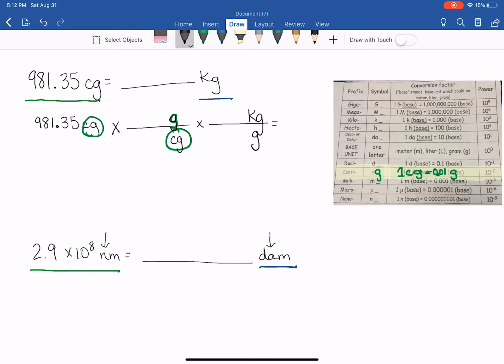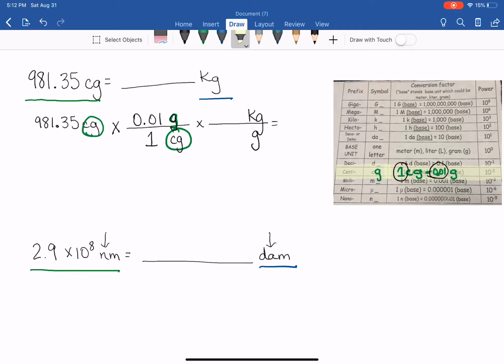The next step is to use the conversion factors to determine the numbers that go in front of your units. So my conversion factor says 1 centigram equals 0.01 grams. So the 1 goes in front of the centigrams because on my conversion factor it has a 1 in front of CG. The G has a 0.01, so I will write 0.01 in front of the G.